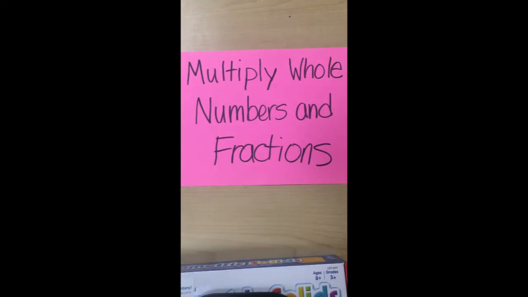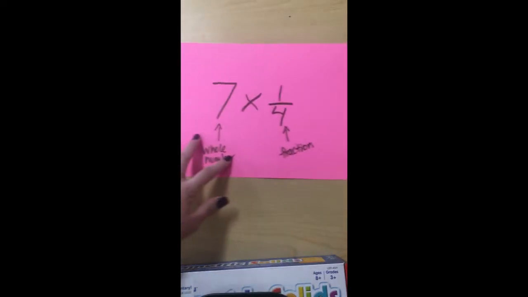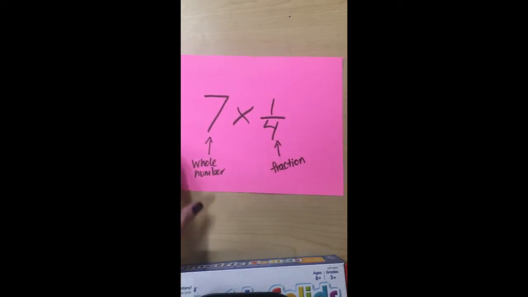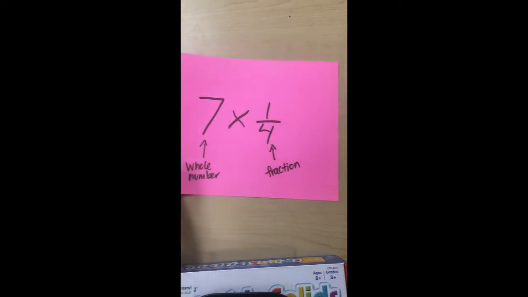Hey, how's it going? Today we're going to be multiplying whole numbers and fractions. So we'll have a whole number and we'll have a fraction. I'll show you the steps to multiply those two things together.